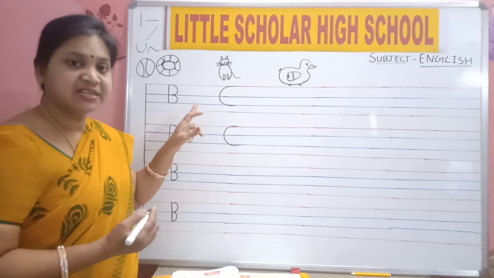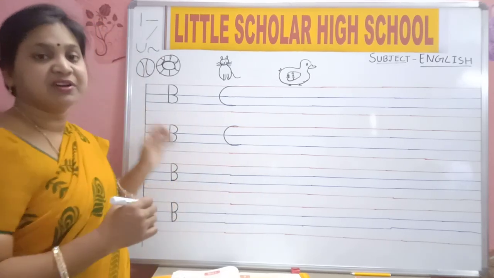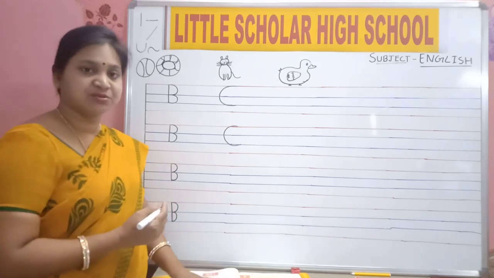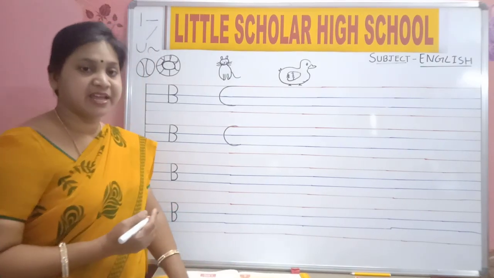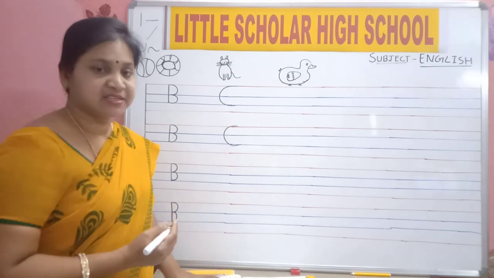Once again, shall we write C for cat? Yes. C for cat. C for carrot. Do you like to eat carrot? Yes, you should eat carrot. Carrot is good for health. So, we will learn now. Yes, C for cat. C for carrot.